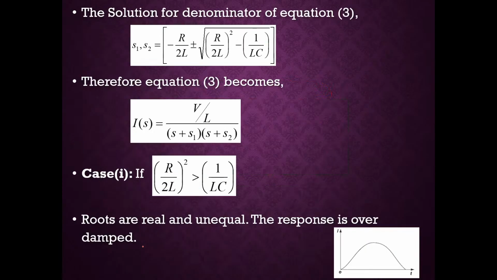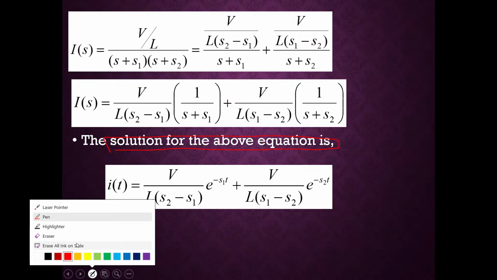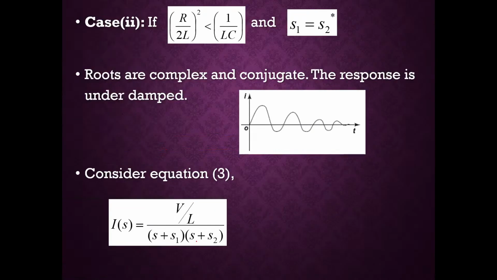Our case was when R by 2L whole square is greater than 1 by LC. This is the response that you will get in time domain. So this simplification is very easy. Only thing is, you must know the concept, you must know how to perform the partial fractions, otherwise you won't be able to follow.